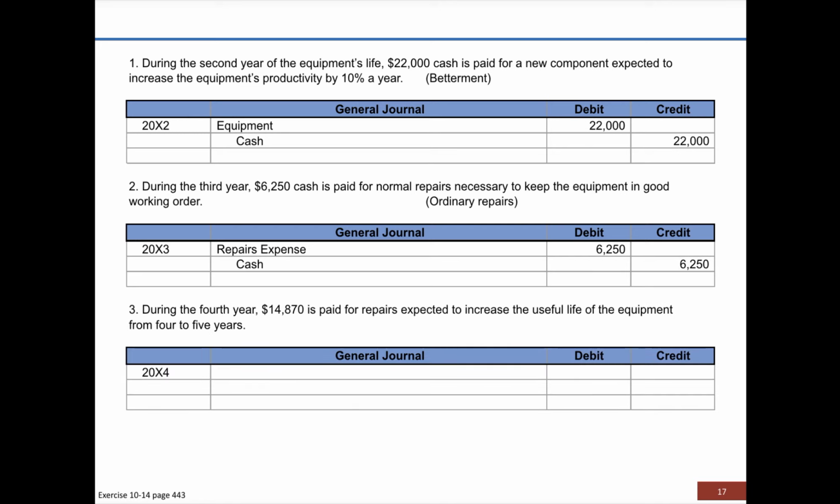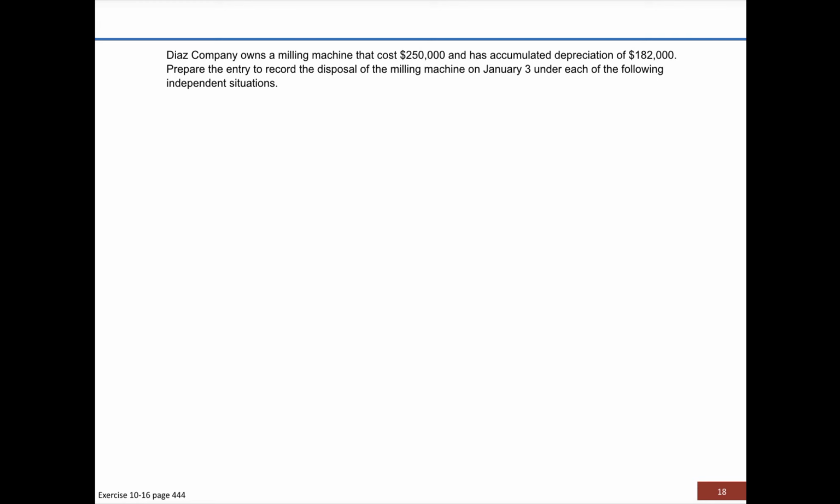So finally here, we've got something that's a high dollar value that will increase the useful life of the asset. So I would hope that this looks to y'all much more like the first example than the second. So again, this would be trading one asset for another. Equipment goes up, cash goes down.